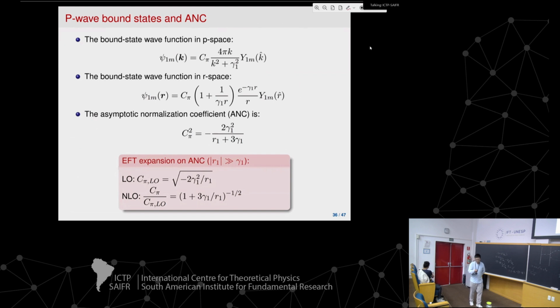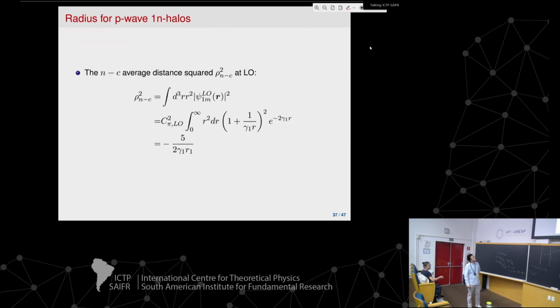Okay, so now let's move on. With the wave functions, you can calculate the root mean square radius between the core and the neutrons using these simple formulas, right? So this is understandable. If you do these calculations, I don't think we need to discuss the details of how to do the integrals.